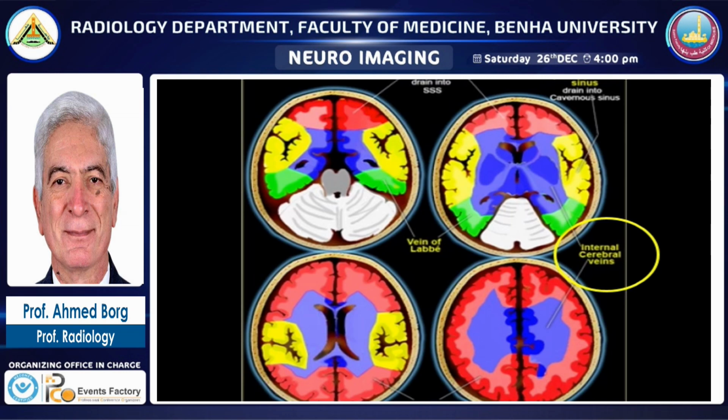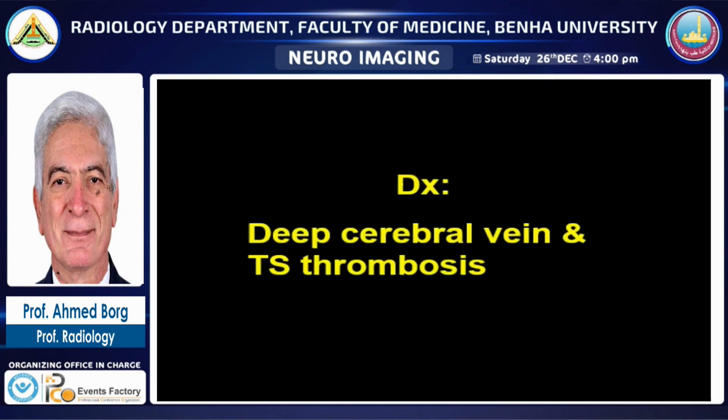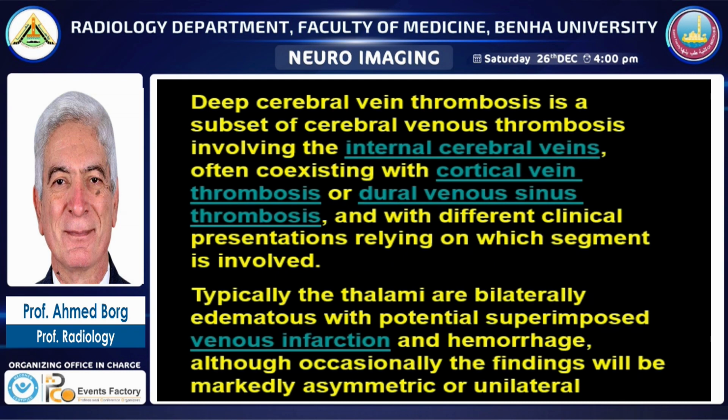Here is an elaborated diagram showing the drainage of the deep cerebral vein. So there is venous infarction if there is occlusion of these sinuses. Diagnosis in this case is deep cerebral vein thrombosis and the transverse sinus thrombosis.